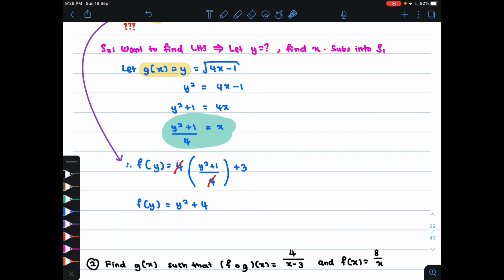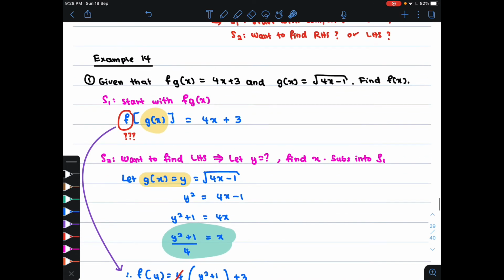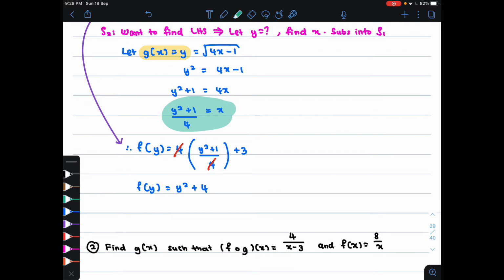So soalan kita nak cari fy ke? Tidak. Kalau kamu tengok pada soalan, dia suruh kita cari fx. So for fy, if this is y, this is also y. But now we want to find fx. So ini maksudnya kamu substitute y ni, tukar dia jadi x. So that will give you fx equal to x square plus 4. So that's how you find one of the functions when the composite function and another function is given.